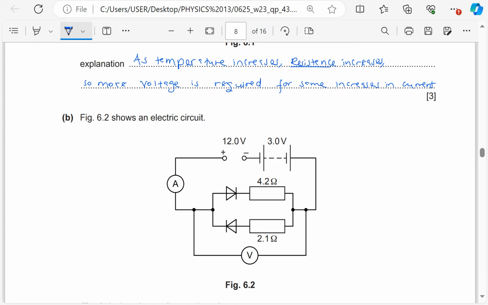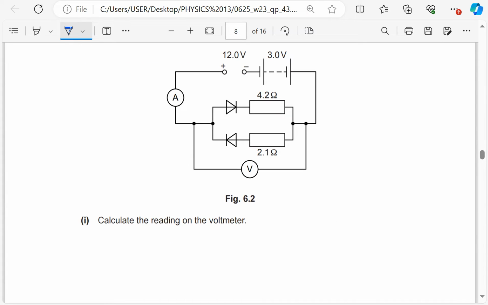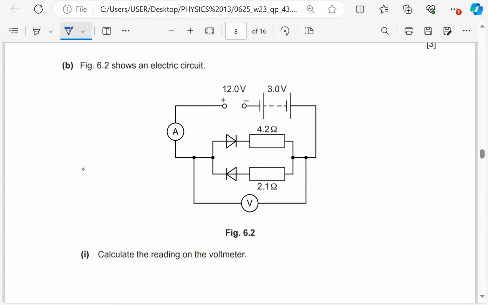The figure shows an electric circuit. So we see it has diodes in it. Capture the reading on the voltmeter. Of course, current flows from positive to negative, so current is coming like this and continuing like this. That means this one is not conducting because it has been connected the other way around. So all the PD of the power supply is across the 4.2. The PD across this one is going to be 0. V for this one is 0 because it is out of circuit.